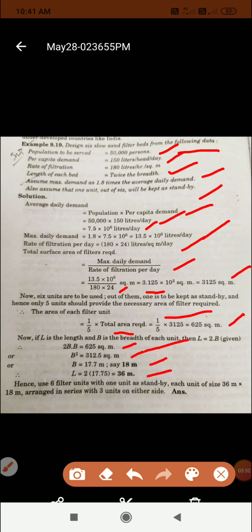Hence, use 6 filter units with 1 unit as standby. Each unit of size 36 meter in length and 18 meter in width, arranged in series, 3 units on either side. So this is the solution.